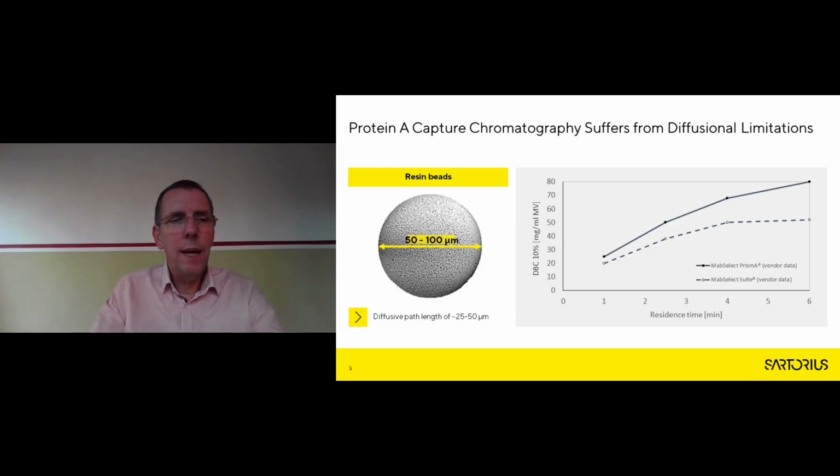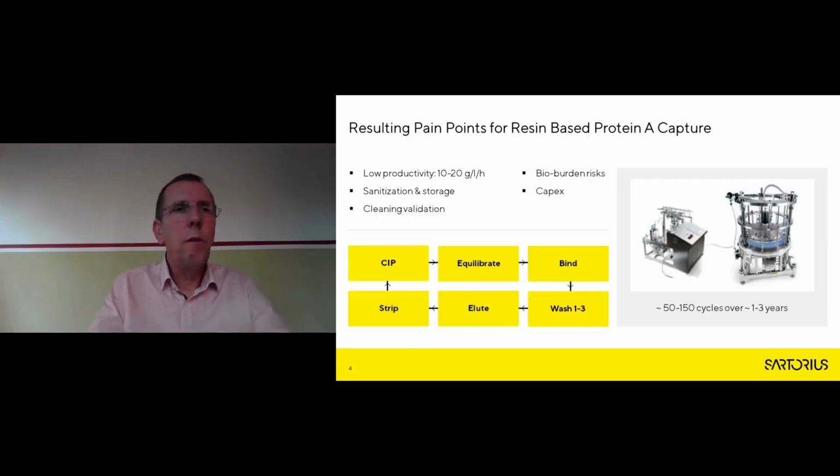On the right-hand side of this slide, you can see two typical examples of commercial resins and their dynamic binding behavior as a function of residence time. These resins would typically be used at a residence time of 4 to 6 minutes. These long residence times lead to a low productivity of only 10 to 20 grams of antibody per liter of resin and hour of processing.